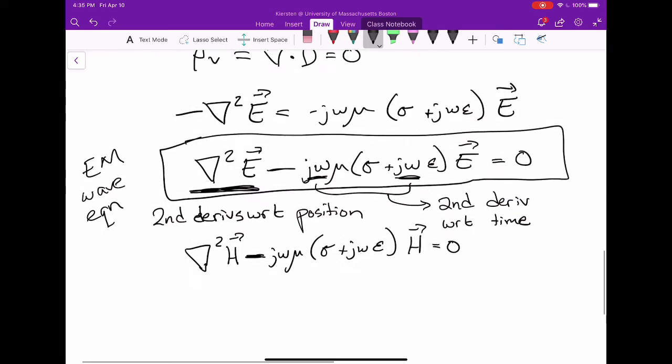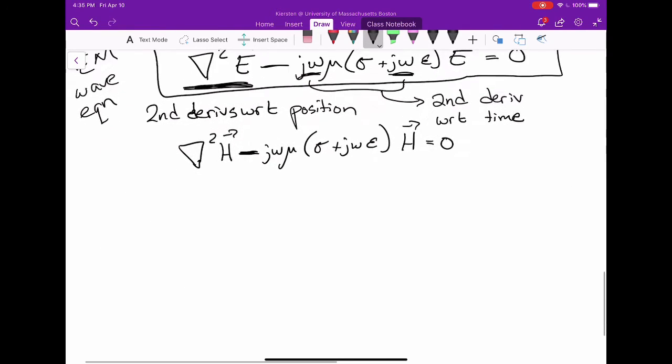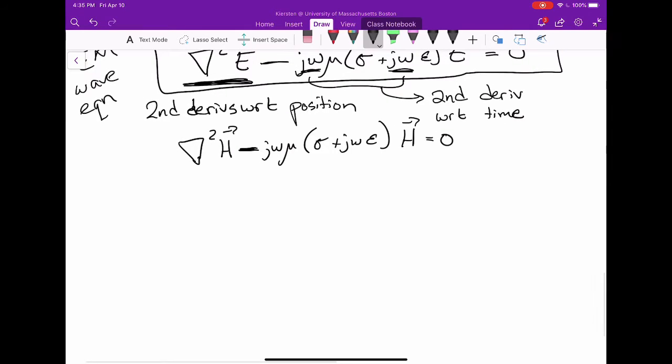Okay, this is the wave equation. What do we do with it? What kind of waves do we get? The easiest type of wave to talk about, and the kind that we're going to spend the rest of this chapter and really most of the rest of the semester on, is the plane wave.